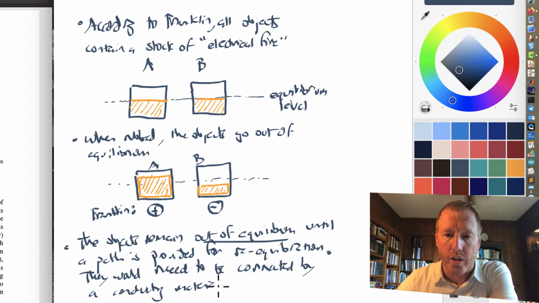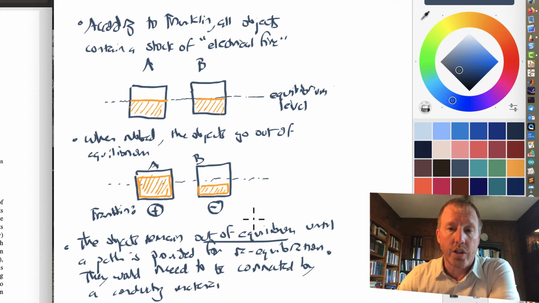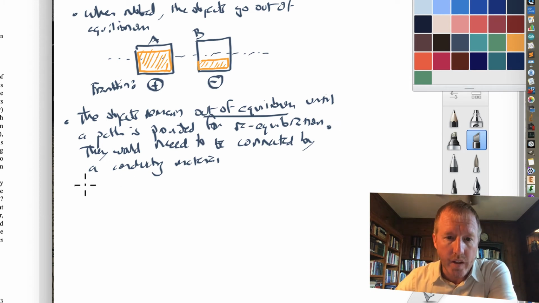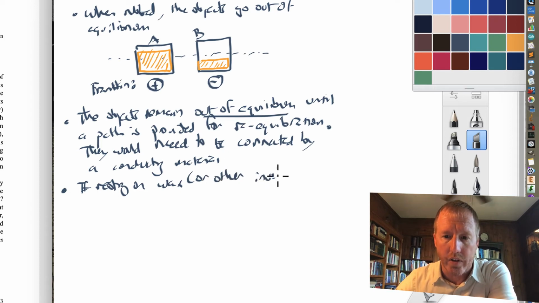Like if you took these two objects, glass and silk, rub them, they're out of equilibrium. So long as they're not touching each other, they will remain out of equilibrium. But if you touch them, they will reacquire equilibrium. Or if you put a copper wire between them, okay? If you have these resting on wax or other insulating material, they would just remain electrified.